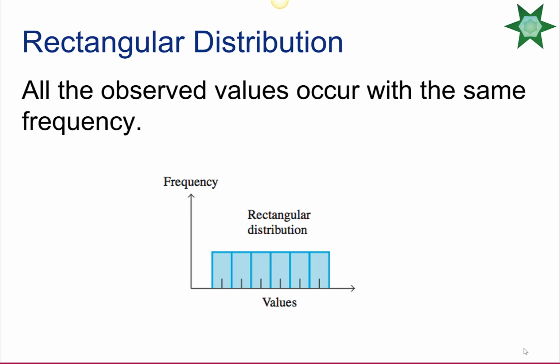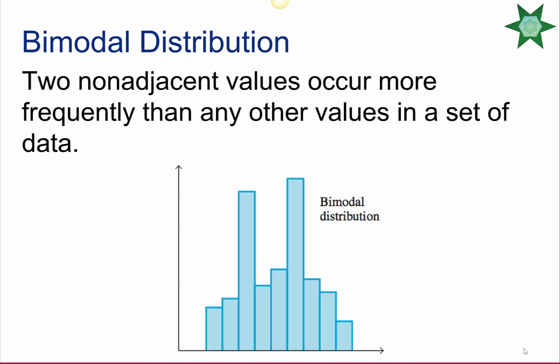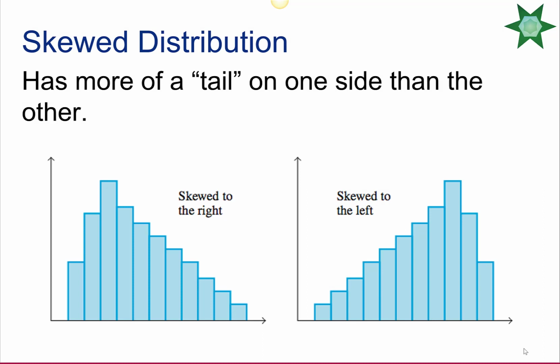A rectangular distribution occurs when all the observed values occur with the same frequency. In a J-shaped distribution, the frequency is either constantly increasing, as we see on the left, or constantly decreasing, as we see on the right. Bimodal means two non-adjacent values occur more frequently than any other values in a set of data.